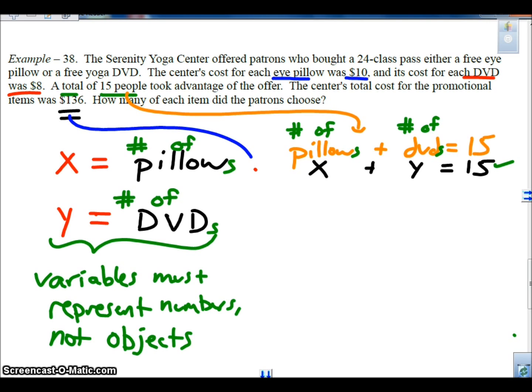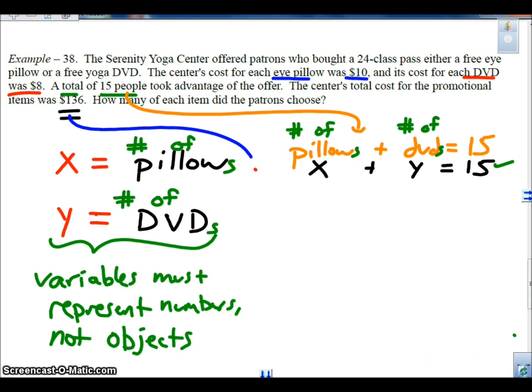If we want the total cost of the pillows, we want to take the number of pillows that were given away times $10 for each pillow, right? Each pillow was $10 times the number of pillows that were given away will tell us how much the pillows cost. We do the same thing for the DVDs. If we take the fact that each DVD was $8 times the number of DVDs that were given away, that tells me the total cost of the DVDs.